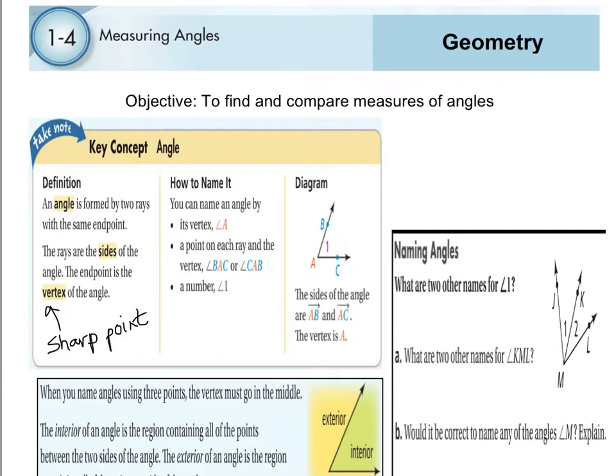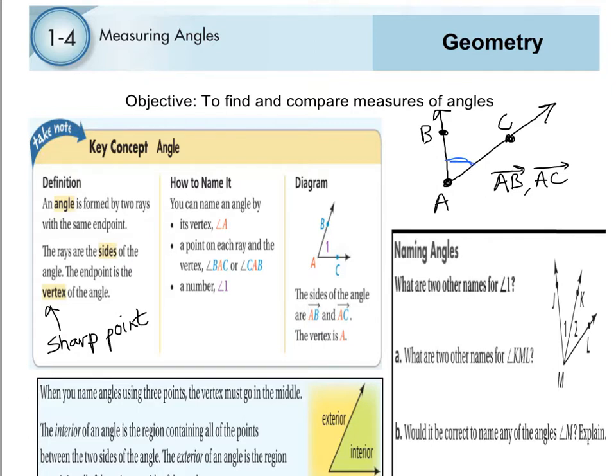So as I go through here, let's say I were to draw a ray, in this case, call this ray AB. And then if I use the same endpoint and I drew another ray, this is ray AC. These two rays, ray AC and ray AB, form an angle if they have the same endpoint. This right here is the angle.